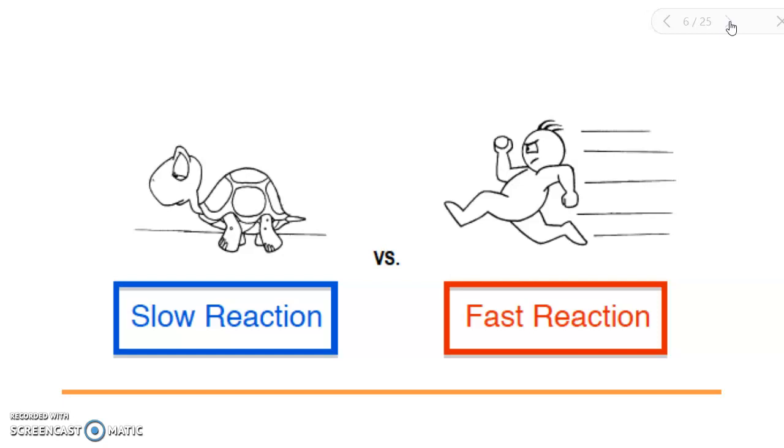Kinetics is the description of motion, and it's based on forces that cause motion. So you have internal versus external, and you also have slow reaction versus fast reaction.